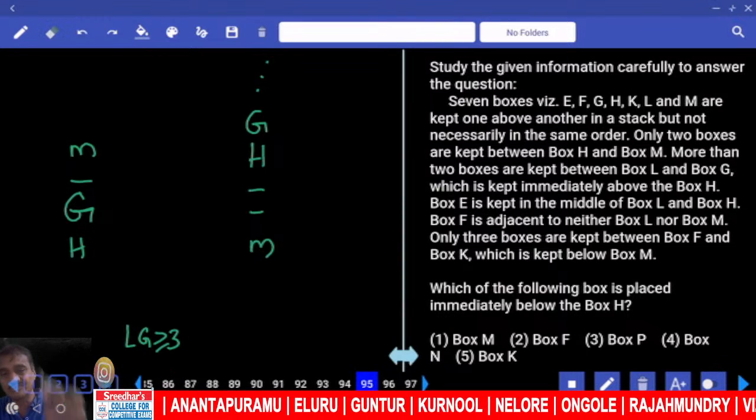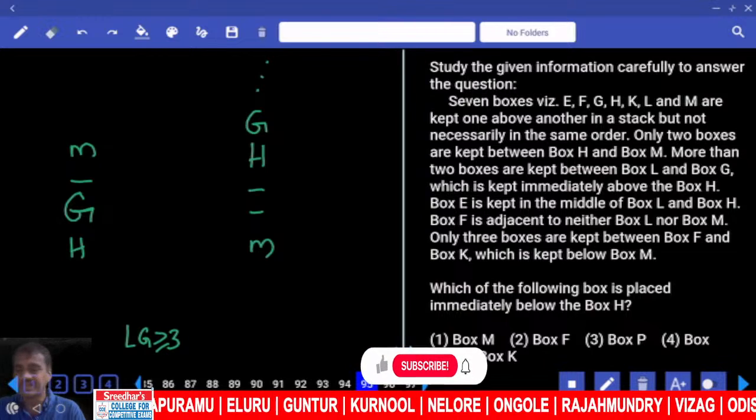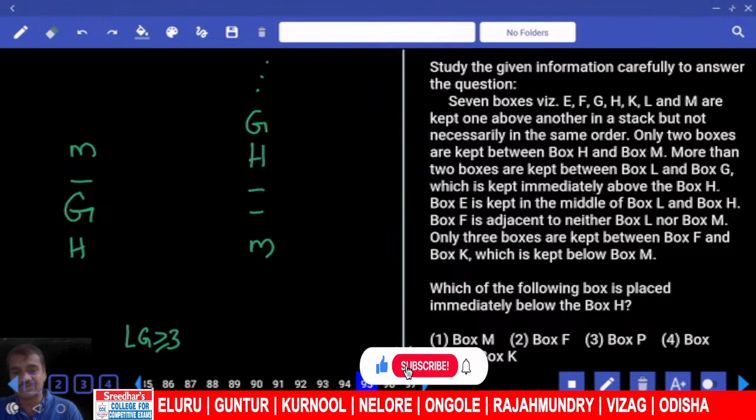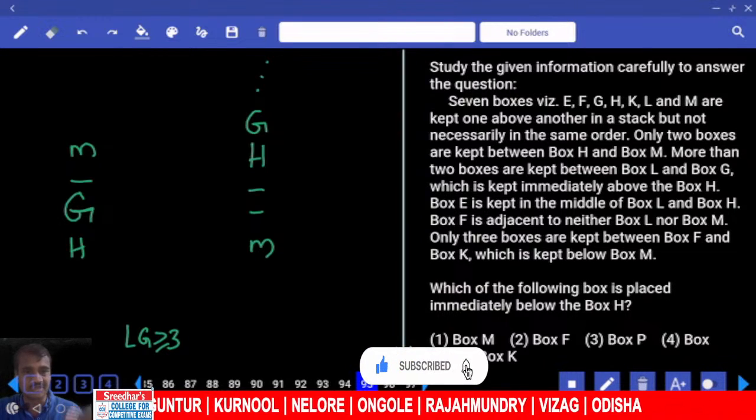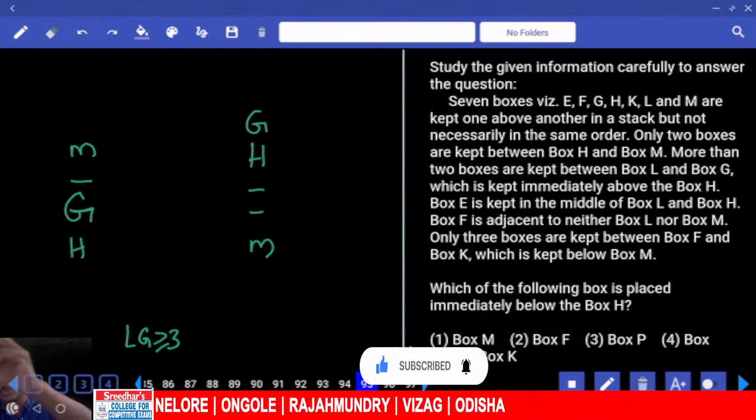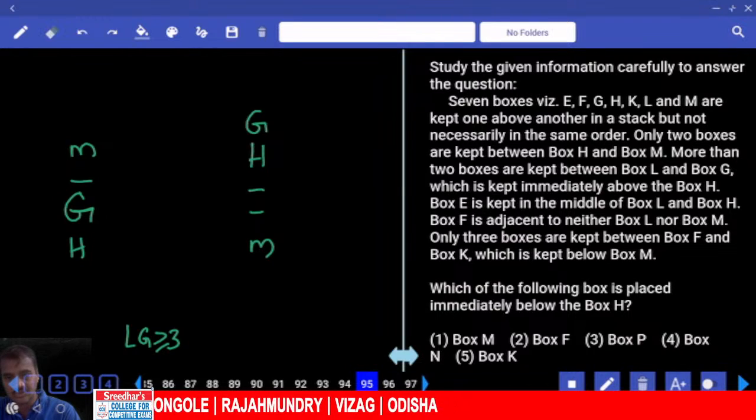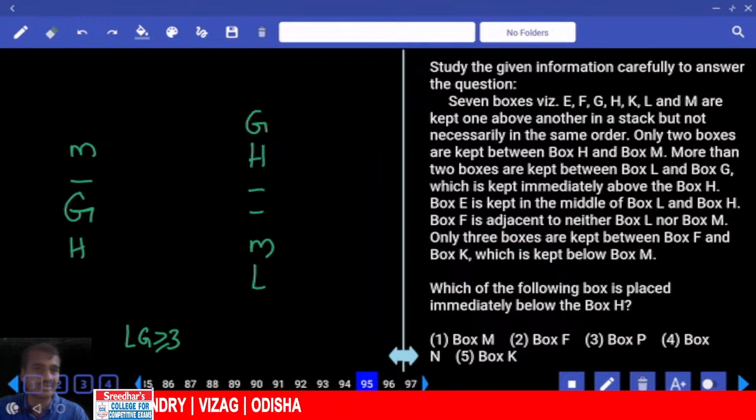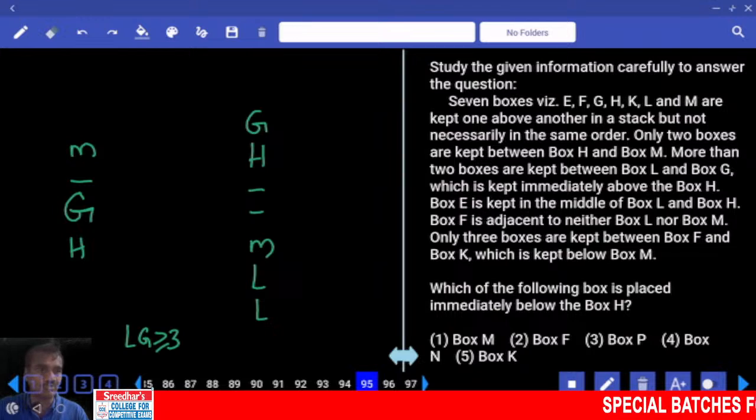Now can we have L before this one? If you take L before this one, then how many possibilities we have? It is not at all possible because the number of boxes will be more than 7. Hence L must be after this G. As L is after this G, 1, 2, 3, 4, 5. Then can we have L at this place or not? Yes, there is a possibility here. And another possibility, L can be one more place below.